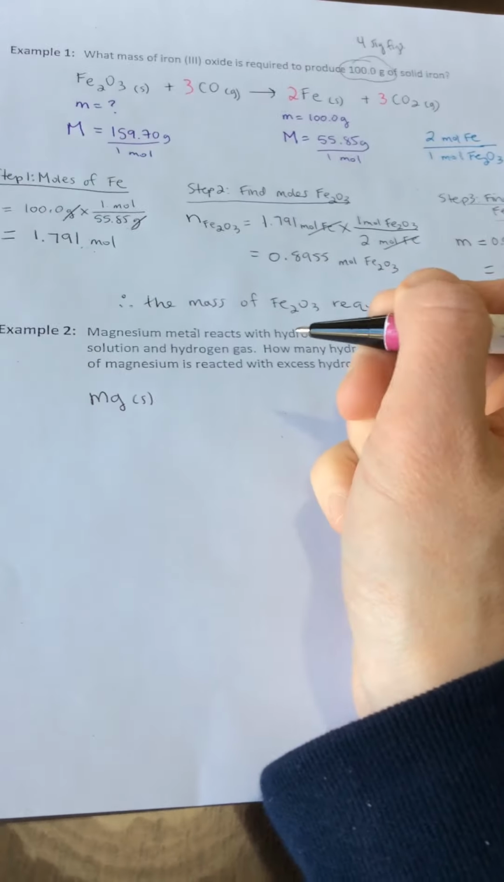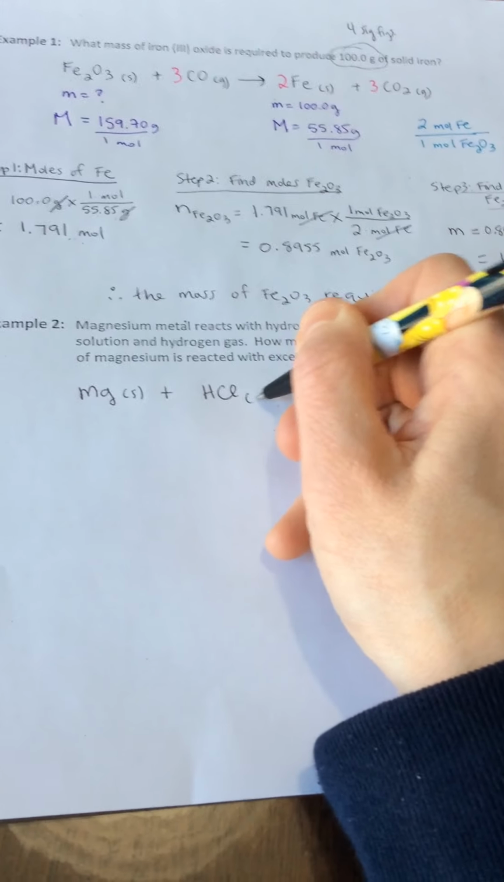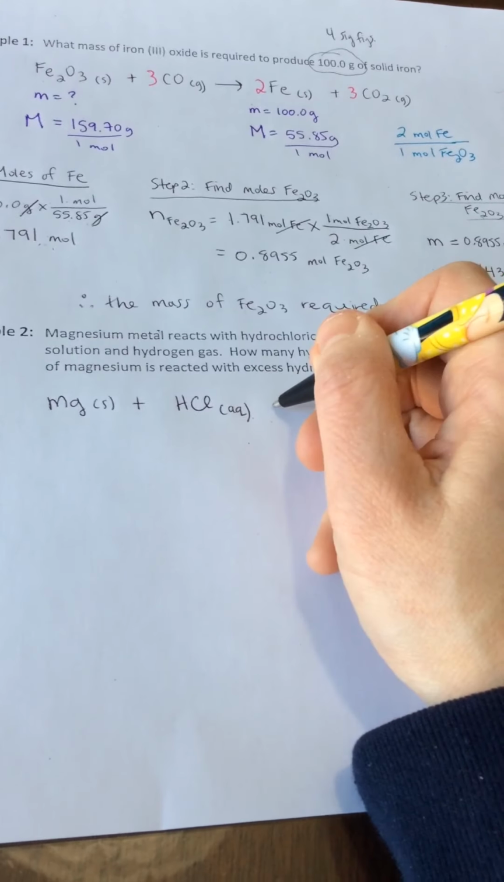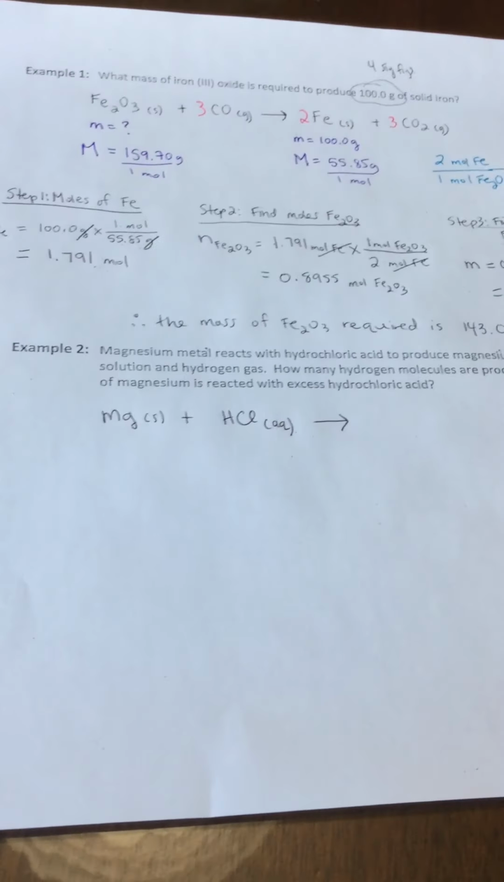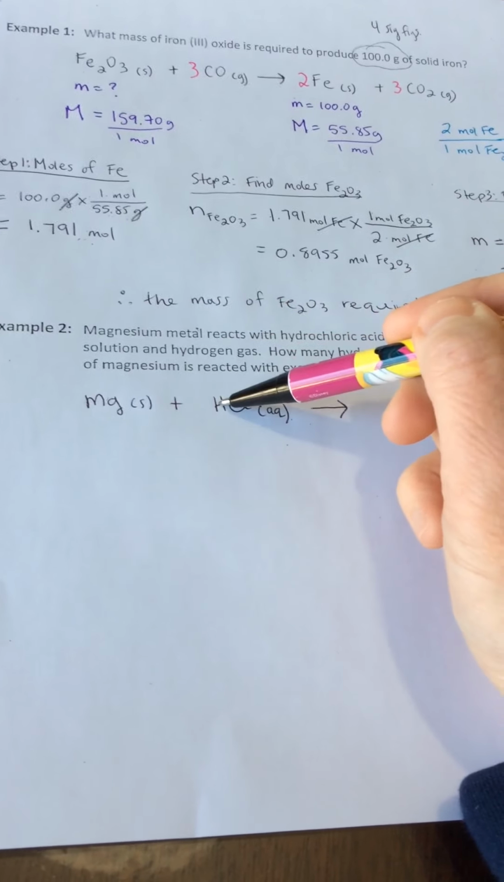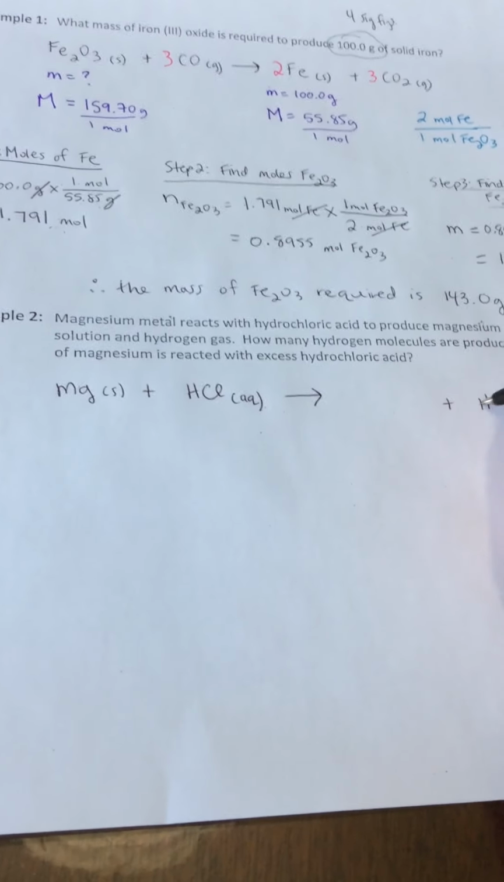Magnesium, solid at room temperature, hydrochloric acid, HCl. All acids are aqueous. They are dissolved in solution. This is going to be a single displacement reaction. The magnesium is going to displace the hydrogen. That's going to give us hydrogen gas.